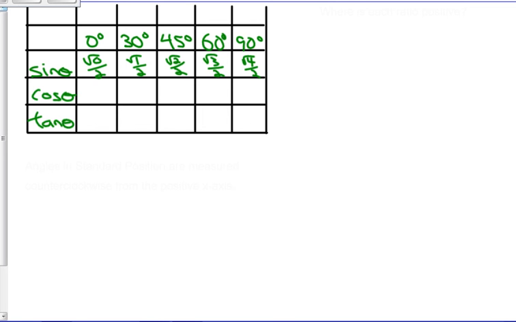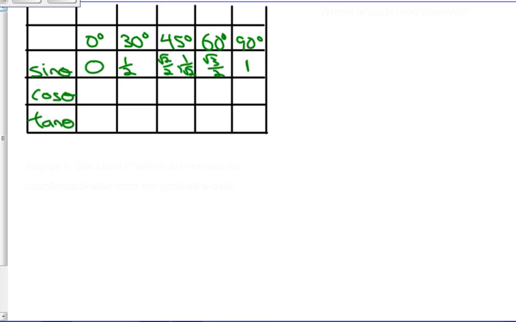Now, some of these simplify. Root 0 over 2, well, that's just the number 0. Root 1 over 2, well, that's 1 over 2. Root 2 over 2 doesn't simplify, but it does have an alternate form as well. We could call it root 2 over 2, or you could call it 1 over root 2. They mean the same thing. Root 3 over 2 doesn't simplify. Root 4 over 2, root 4 is just 2, so this is 2 divided by 2, or 1.